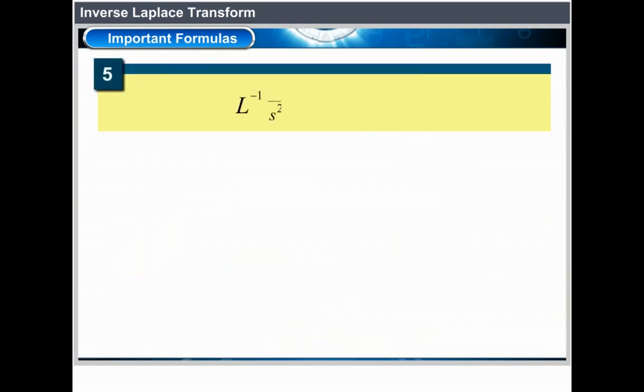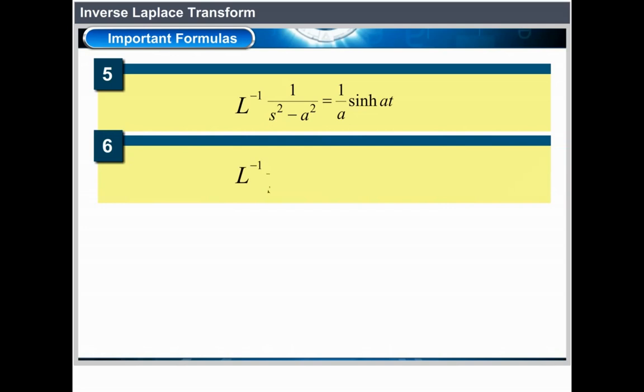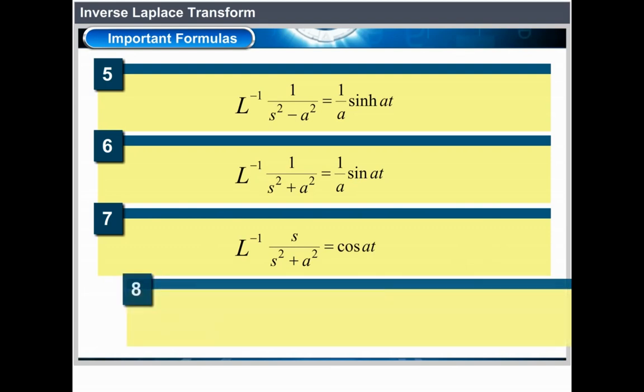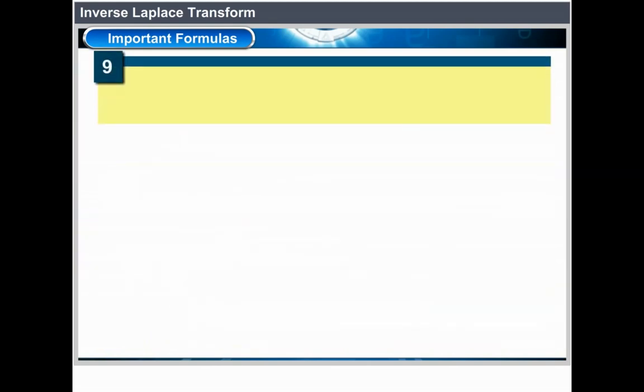Number 5. L inverse of 1 by s square minus a square equals 1 by a into sinh at. Number 6. L inverse of 1 by s square plus a square equals 1 by a into sin at. Number 7. L inverse of s divided by s square plus a square equals cos at. Number 8. L inverse of F of s minus a equals e power at into f of t.